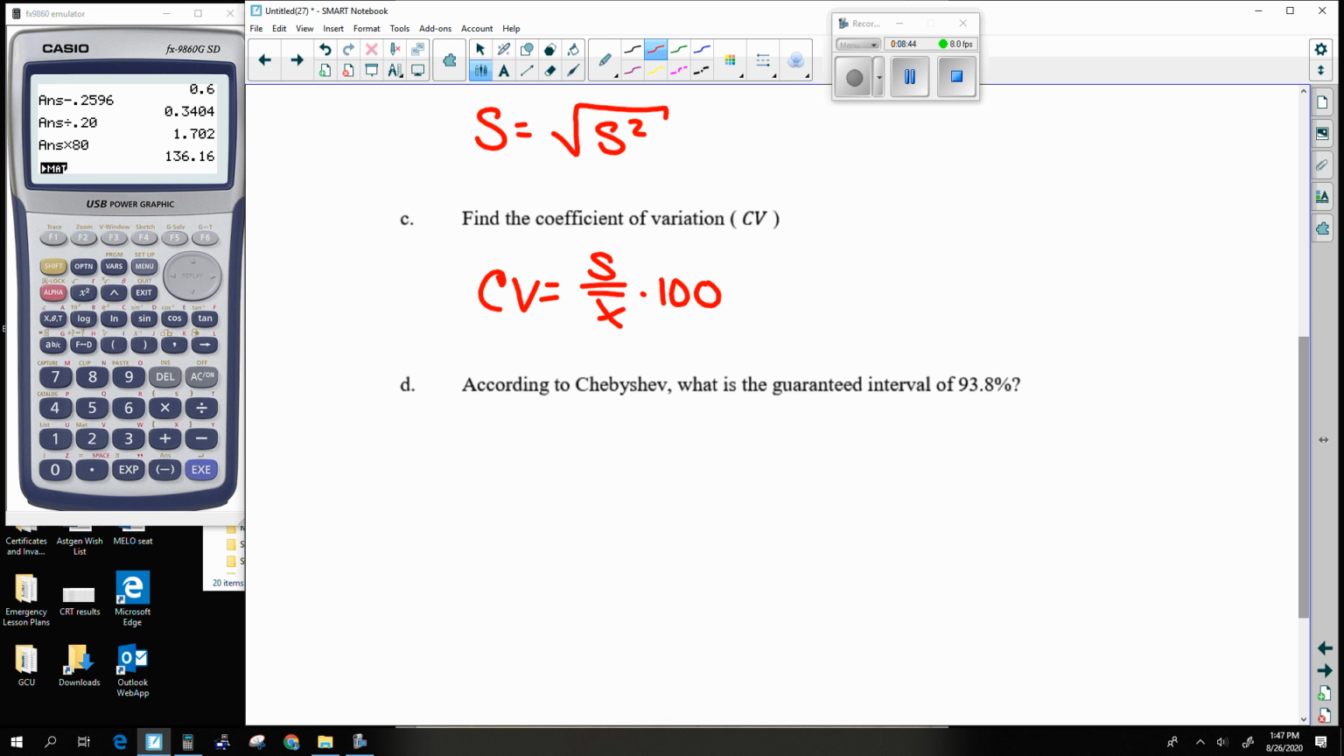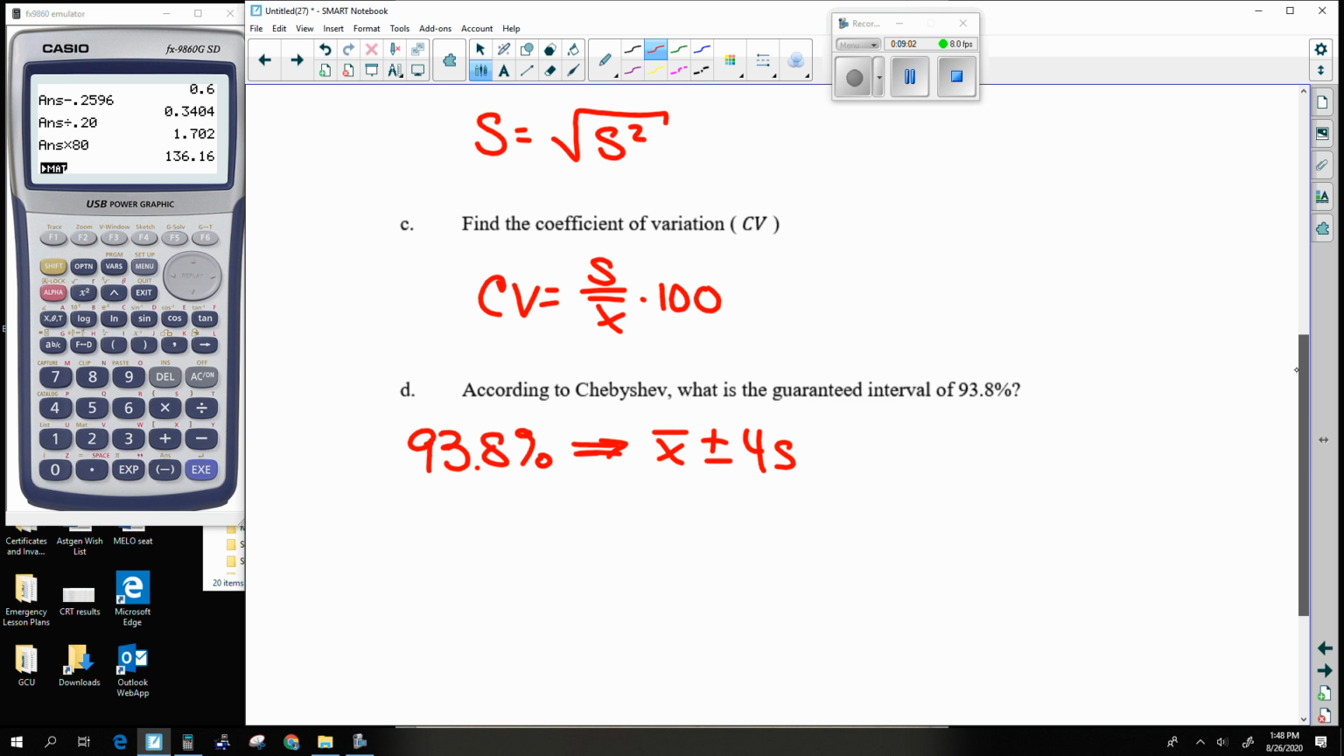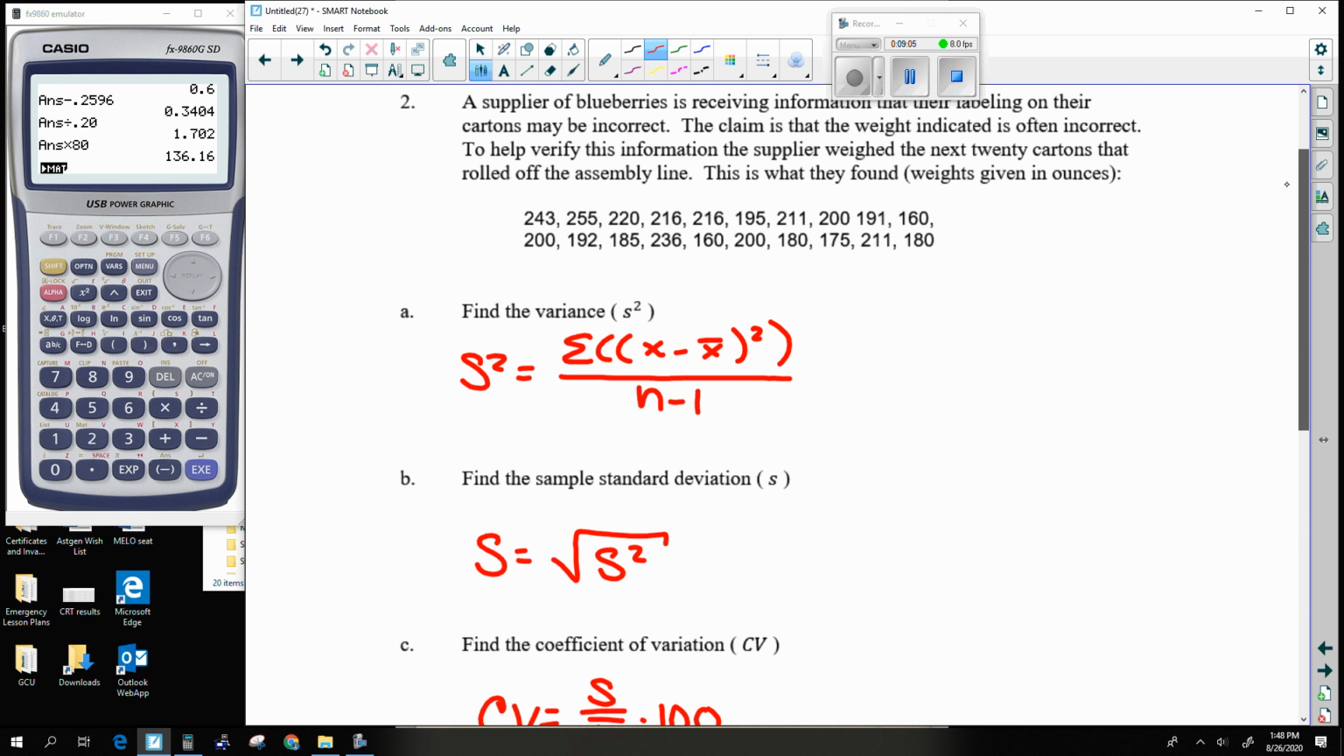And a 93.8% Chebyshev implies that it's going to be x bar plus and minus 4 standard deviations. All right, to make this go, x is the list itself, x bar is the average, and n is the number of numbers.